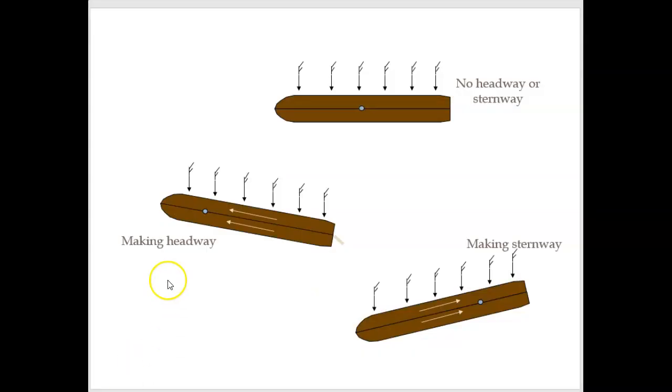So here's the same diagram, but now the tugs are gone and we've got the ship making no headway, the ship moving ahead and the ship moving astern. We've got the wind blowing on the side of the vessel.